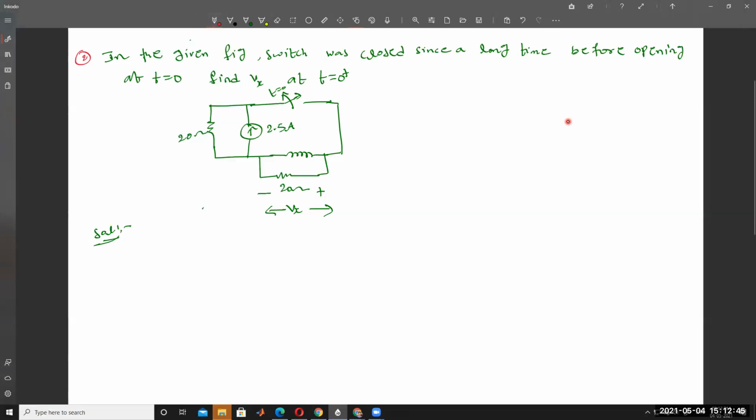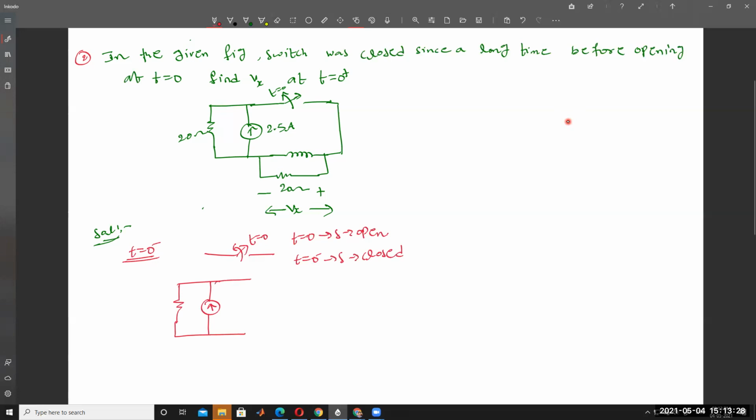So you know well, at t is equal to 0 minus, the switch is closed. At t is equal to 0, the switch is open. That means at t is equal to 0 minus, the switch is closed. Okay, understood. So like this, the circuit has the 20 ohm resistor, and this is called current.